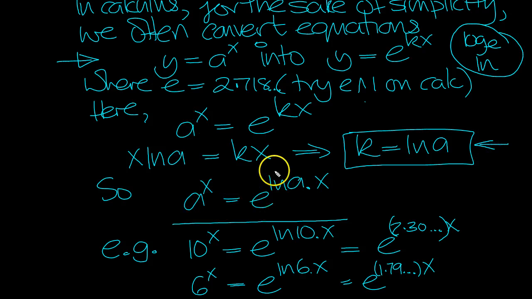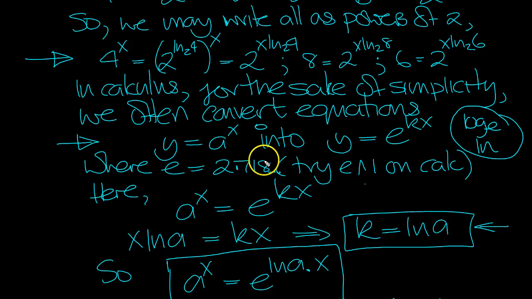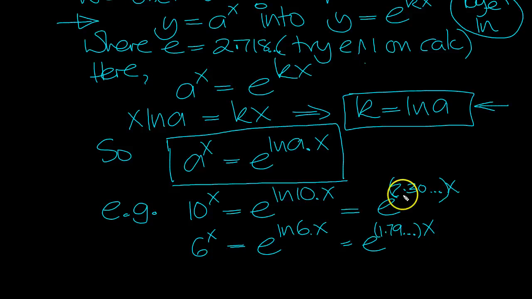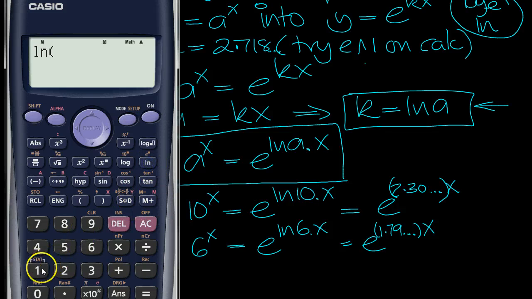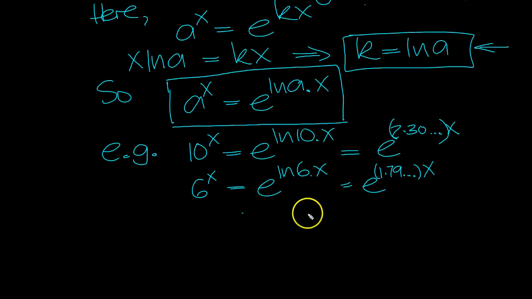So we can write a to the x equals e to the kx, e to the natural logarithm of a times x, much in the same way as we did the preceding example. Where was it? Here, log 2 of 4. So it's e to the log e of 4, so e to the log e of a, the value a. So if we want to write 10 to the x, all we have to do is e to the log 10 times x. And if you tap ln 10 in the calculator, you get 2.30. And 6 to the x would be e to the log 6 times x, wouldn't it? Okay, good. So hopefully that's clear that we can now just deal with exponentials.